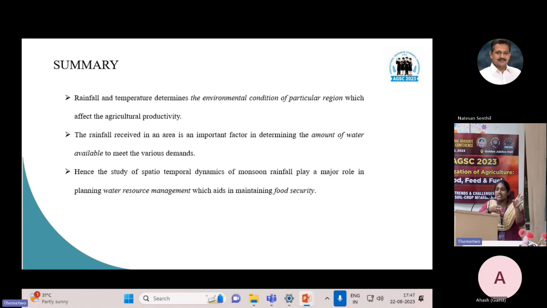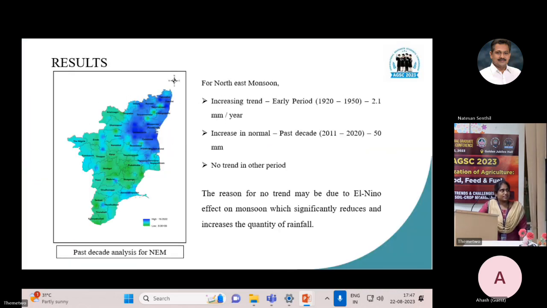Next, for the northeast monsoon, we have observed the same pattern. During the early stage, the trend increased by 2.0 mm per year, and the normal rainfall increased by 50 mm. The reason for no trend during the other periods is the El Nino effect, because it may nullify the effects of increasing and decreasing changes of rainfall over the period of 30 years. So we couldn't find any trend for those two other periods.